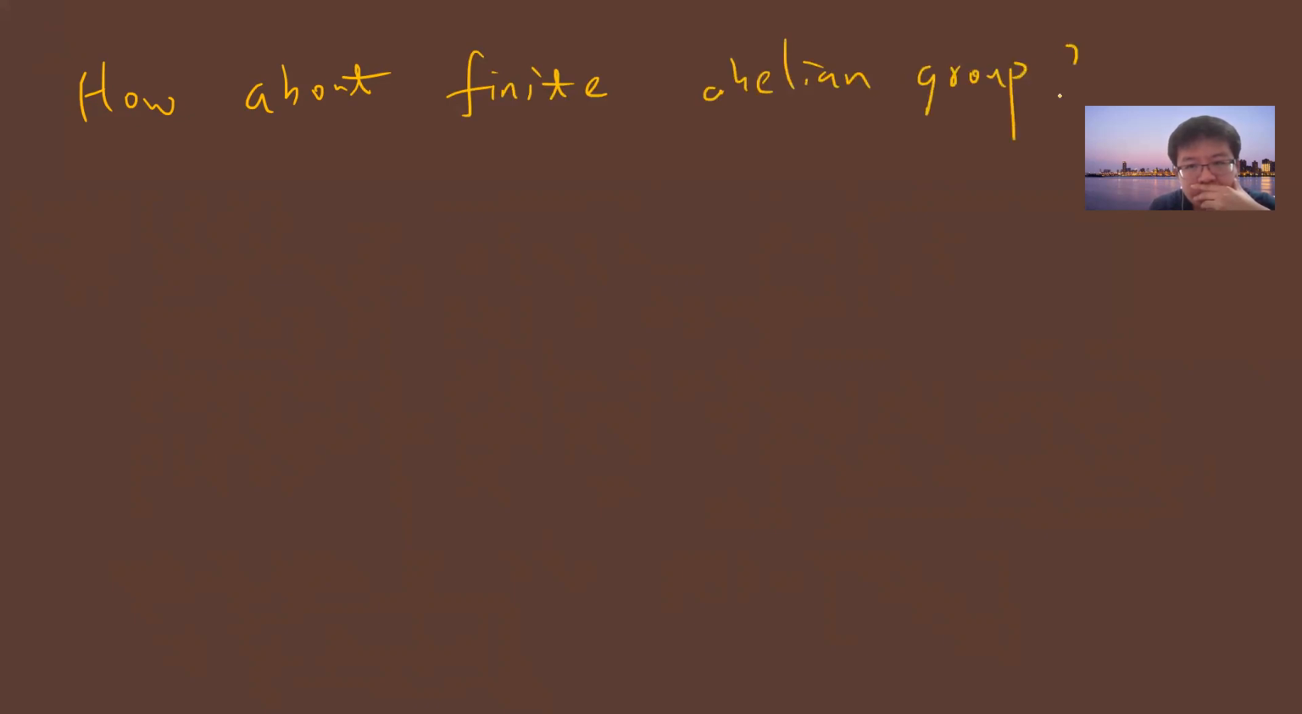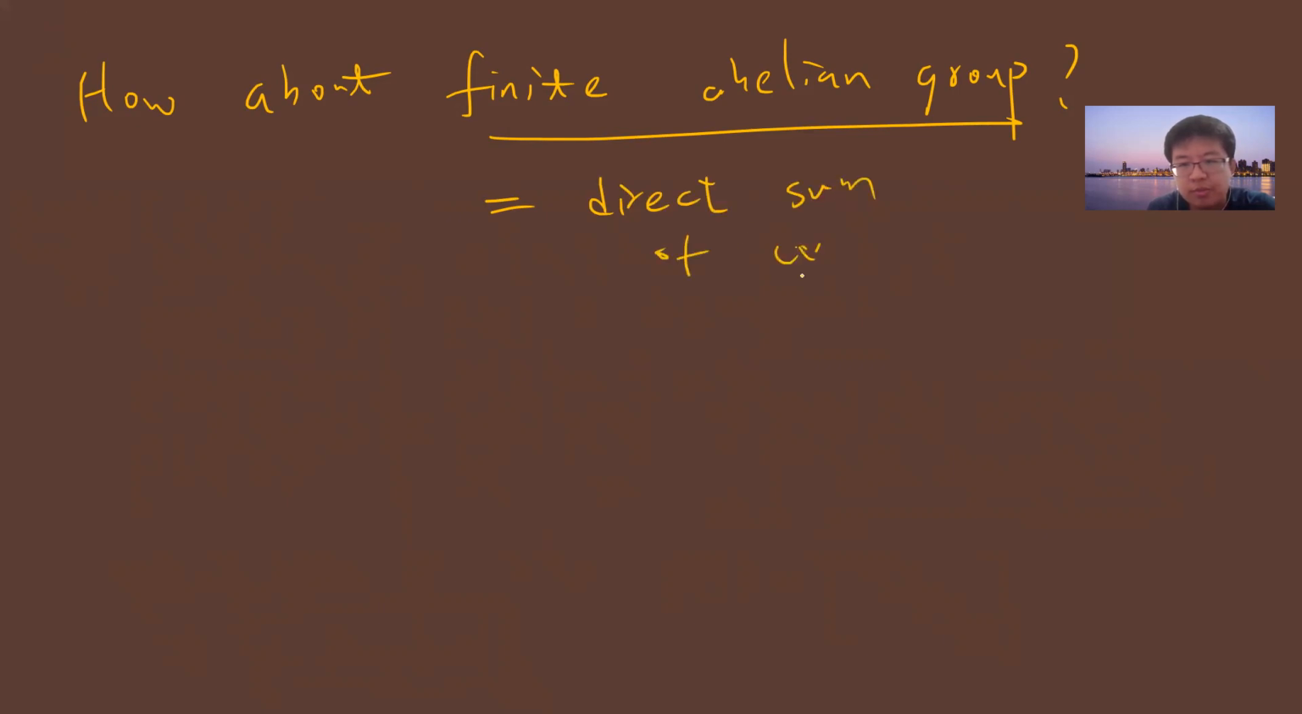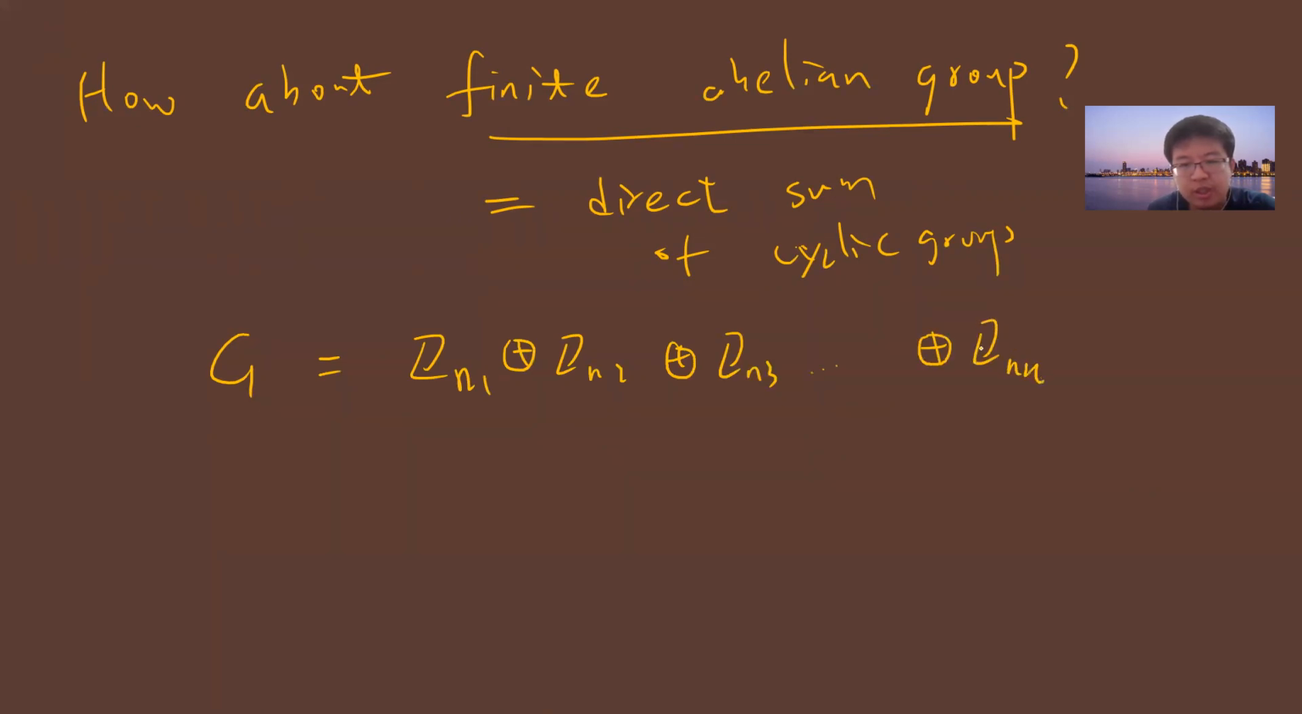Okay, but now the question is, how about a general abelian group? How about a finite abelian group? This is also simple, because we know a finite abelian group is a direct sum of cyclic groups. That means you can write your G as Zn1 direct sum Zn2 direct sum Zn3 up to Znk, and then you can take the hats.